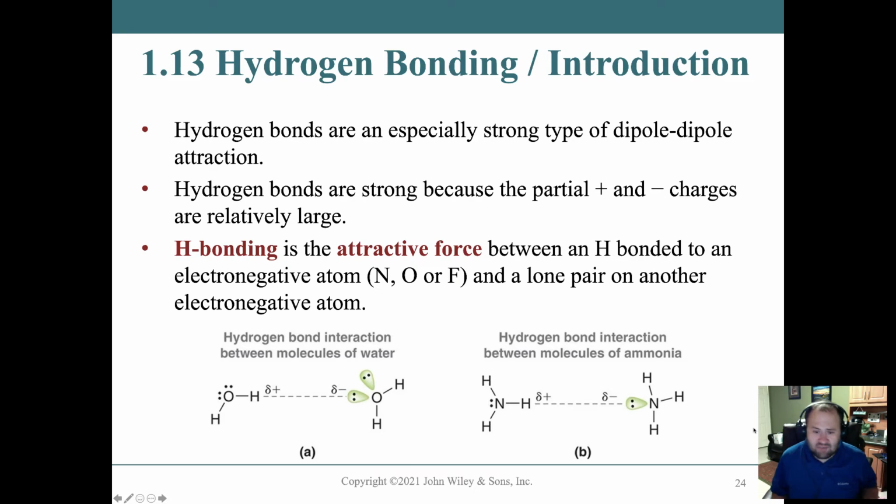Now, it doesn't have to be the same atom. In other words, if you have a mixture of compounds, you can get hydrogen bonding happening between water and ammonia because the hydrogens on the oxygen can hydrogen bond with the nitrogen because both of those atoms, oxygen and nitrogen, are one of those three atom types, nitrogen, oxygen, or fluorine.